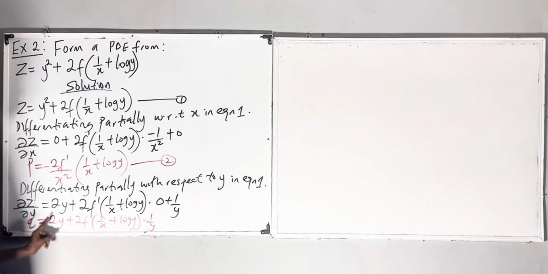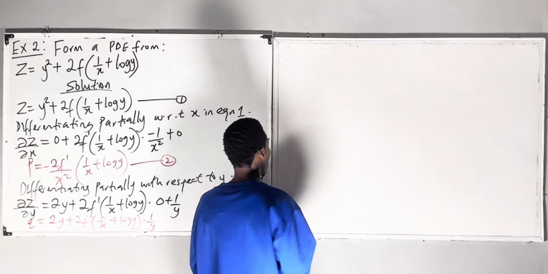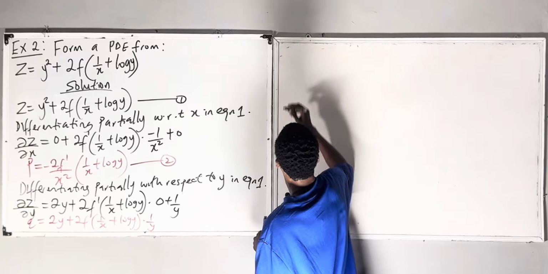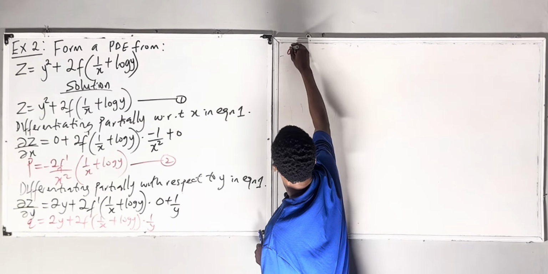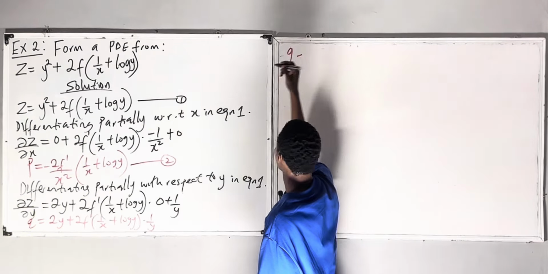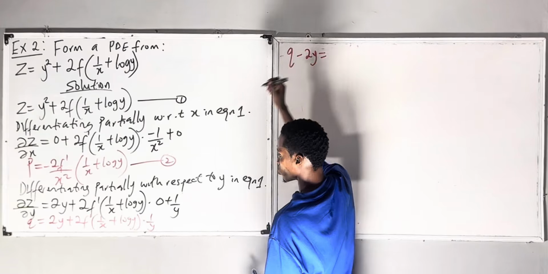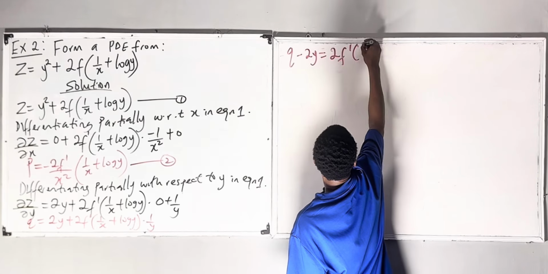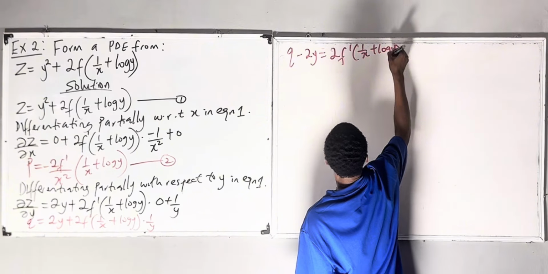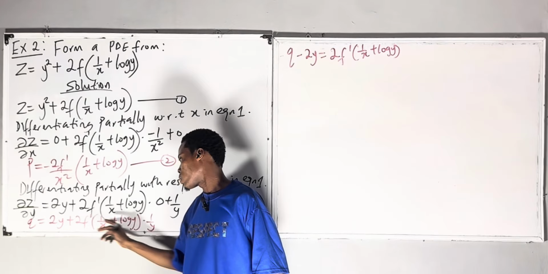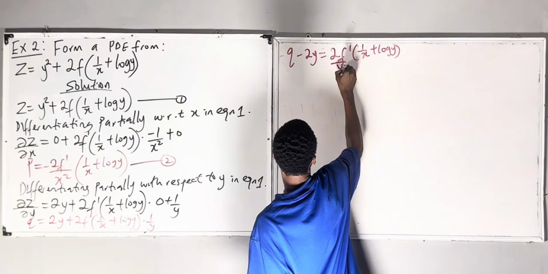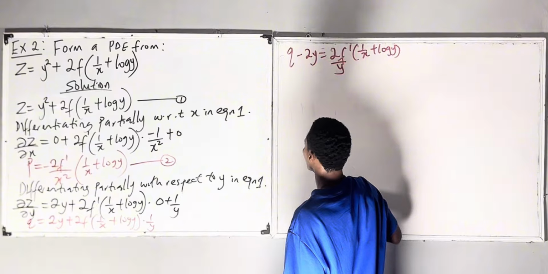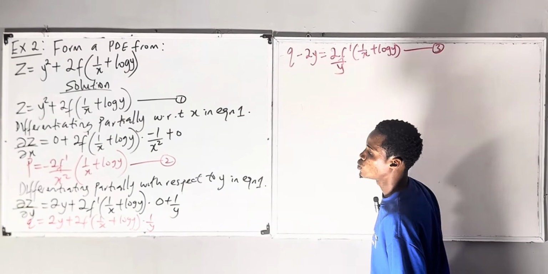So next, I can take my 2y to the left hand side. I want to rearrange. I'll be left with q minus 2y. I will take 2y to the left hand side. I'm going to have q minus 2y is equal to 2f prime, 1 all over x plus log y, multiplied by 1 over y. So I can have 2f prime over y here, because 1 times numerator, I'm going to have this, the denominator is over y. So I'm going to name this one as equation 3.